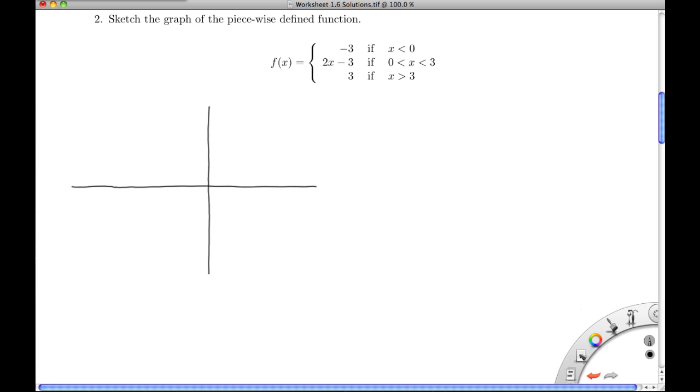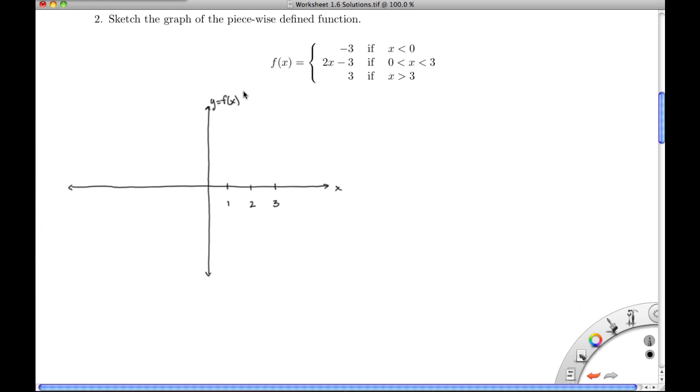Let's start by putting up a set of axes to work with. So here's our x and y axes, and we can see by the way that the domain is broken up that we've got a few key points. 0 and 3 are going to be where the transitions occur from one piece to the next. So it'd be a good idea to mark those down. So we've got 0, and then 1, 2, 3. We've got x, and y is equal to f of x.